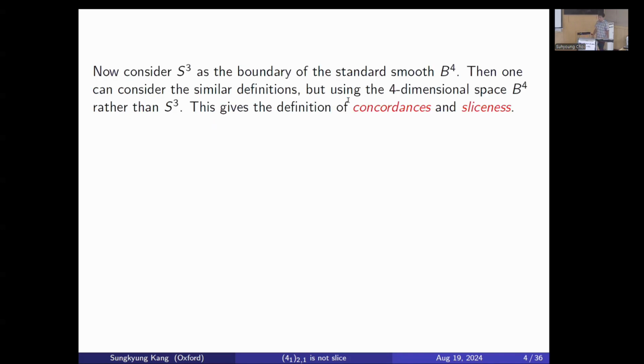Now what we want to do is consider the same question, but not in S3, instead considering the three sphere as the smooth boundary of the standard four ball. In this setting, we can consider similar definitions, but where you require the disk to be not embedded in S3, but smoothly embedded in the four ball. That gives you the definition of smooth concordance and sliceness.